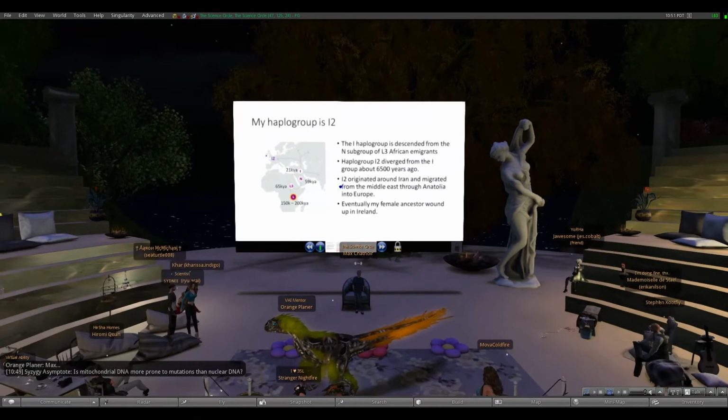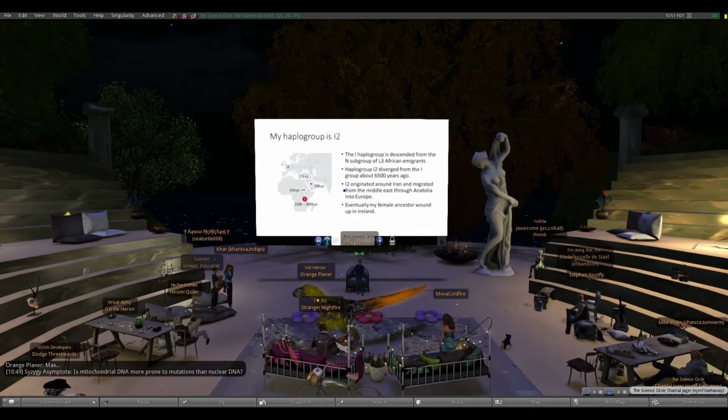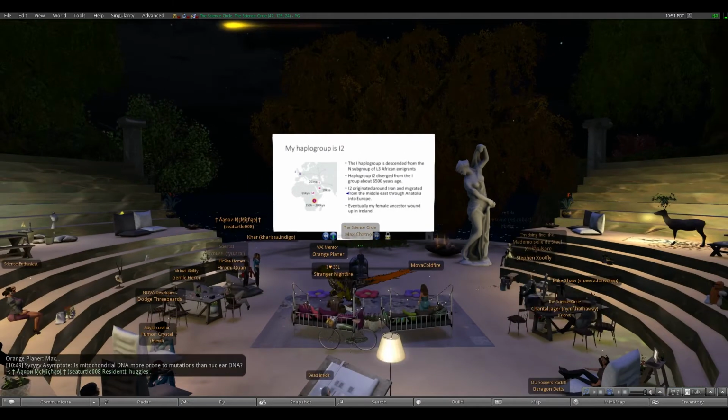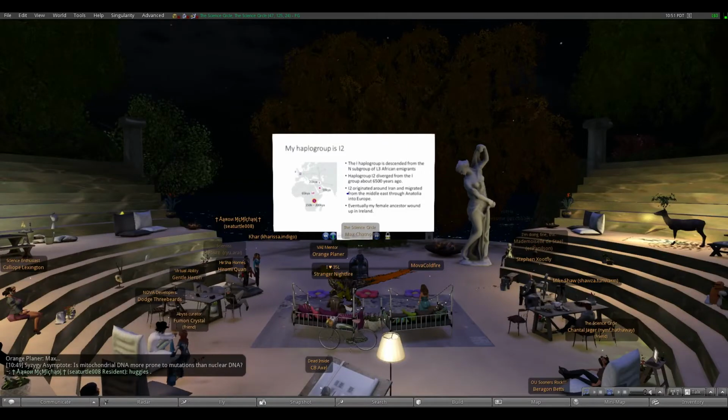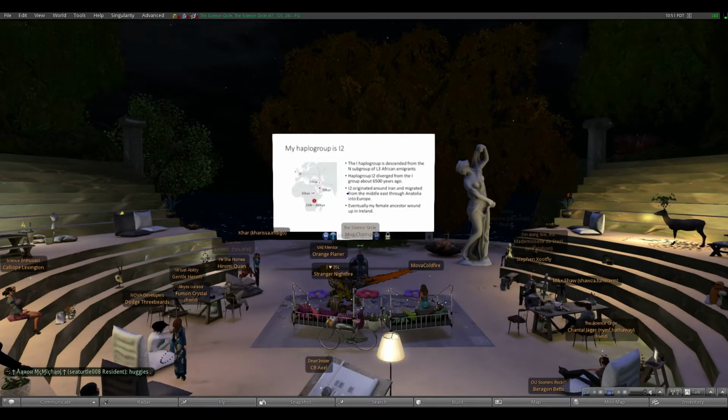It is a little bit more prone to mutation because the proofreading of the mitochondrial DNA polymerase is not as good as it is in the nuclear genome.